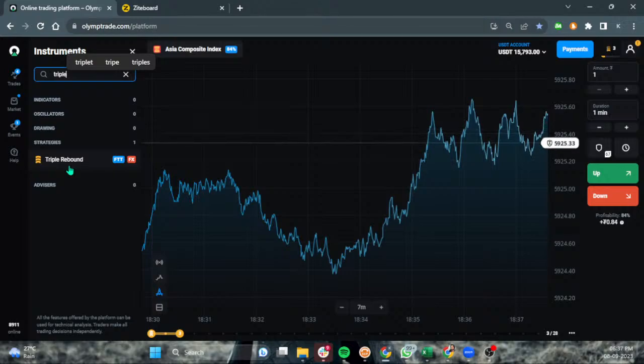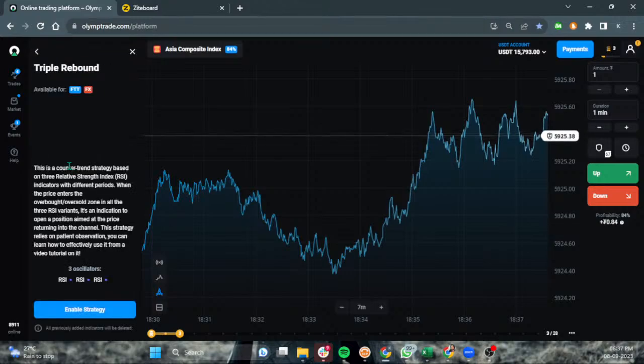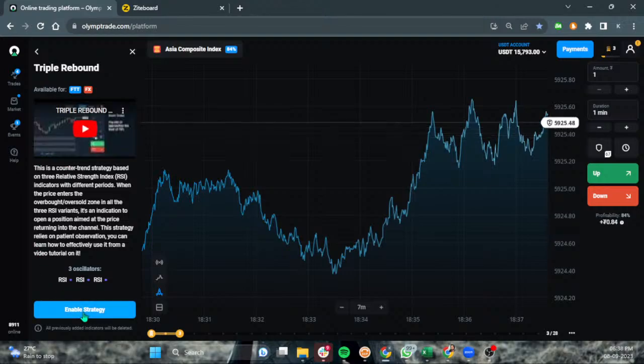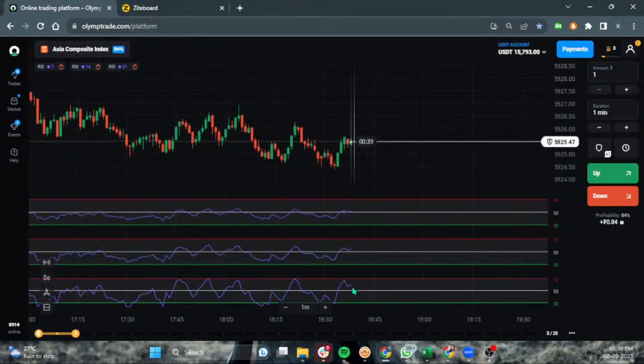In case someone is not aware, let me clarify the difference between an indicator, an oscillator, and a strategy. A strategy is basically a mix of two or more indicators or oscillators, which in this case will be 3 RSI oscillators. By clicking on this one, you can enable the strategy and plot it over here. By clicking on this YouTube video, you'll have a quick tutorial on how you can actually use it. But of course, when you are having an entire webinar, let's just focus on that one. So I click on enable strategy. Now I have this triple ribbon plotted for me over here.